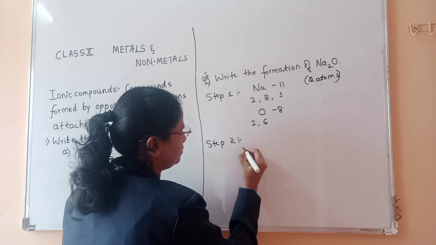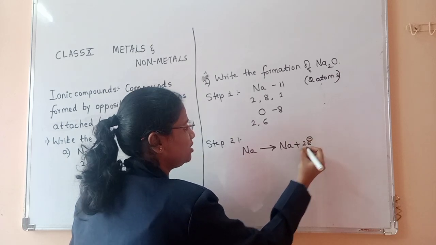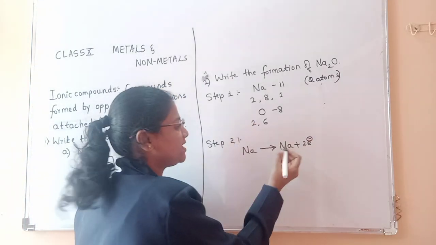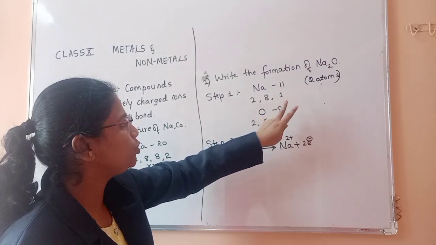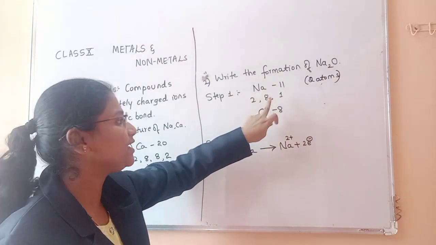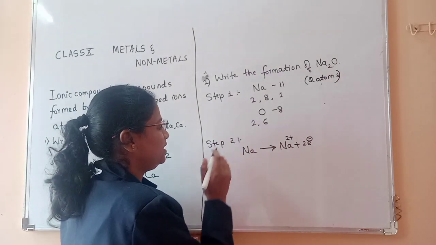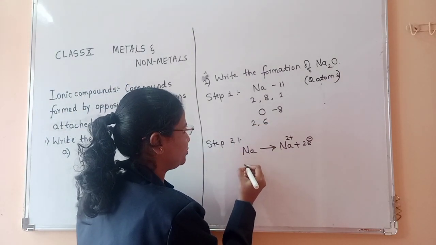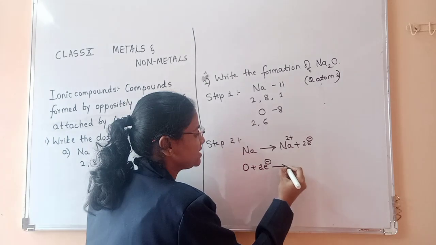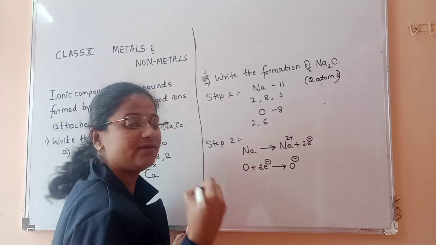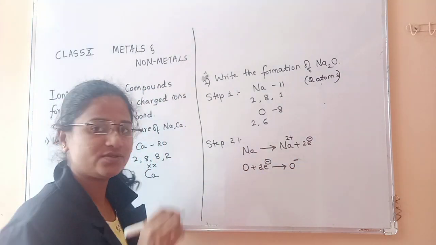So let us write the reaction, step 2. Two sodium atoms lose 2 electrons in total. As they lose electrons, the protons remain the same, so each sodium becomes Na+, and in total 2 Na+. Next, oxygen wants 2 electrons. As the negative charge increases, it gains a negative sign, so we write O with 2 minus in a circle. So this is step 2.